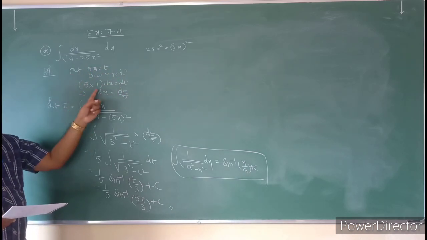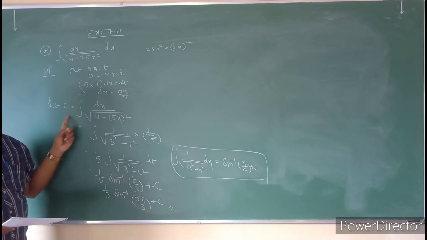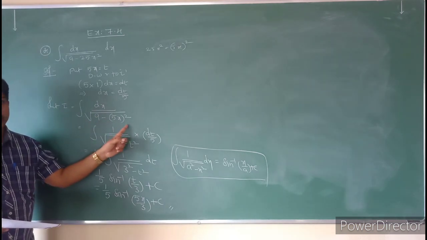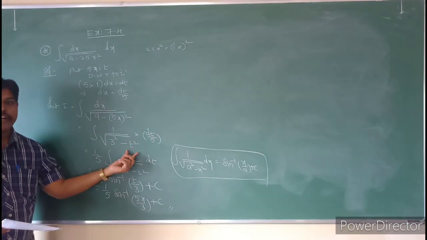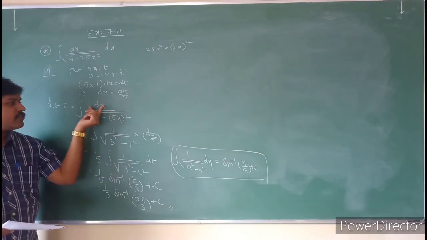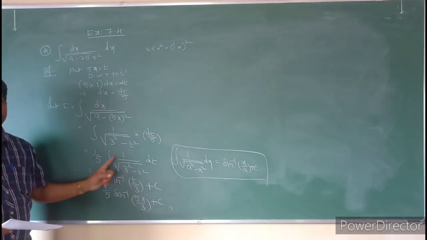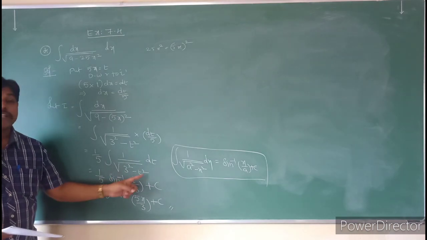So 5 into x derivative 1, the dx value will become dt by 5. So take the problem. I is equal to integral of dx by 9 minus 5x square. So 9 can be written as 3 square, and this 5x square automatically converted to t square, and the dx value will become dt by 5. So take this 1 by 5 out, integral of 1 by root of 3 square minus t square into dt.